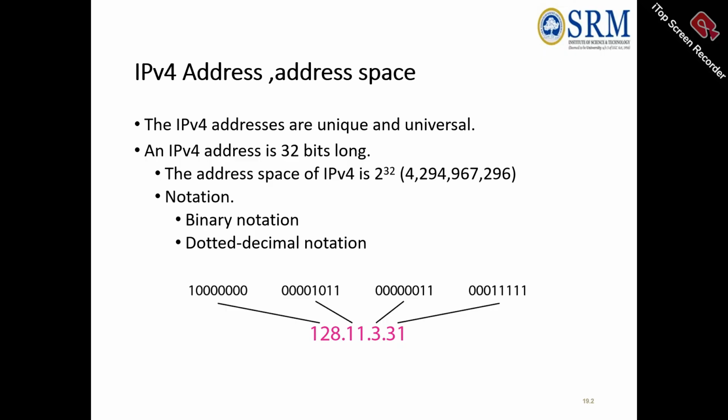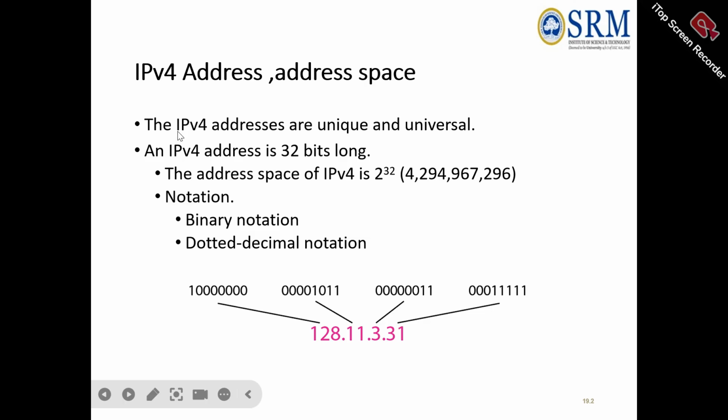An IPv4 address is 32 bits long. The 32 bits are divided into four groups of 8 bits, and each group is called an octet. So each group contains 8 bits, and the name we call 8 bits is octet or byte. And again, IPv4 addresses are unique and universal.